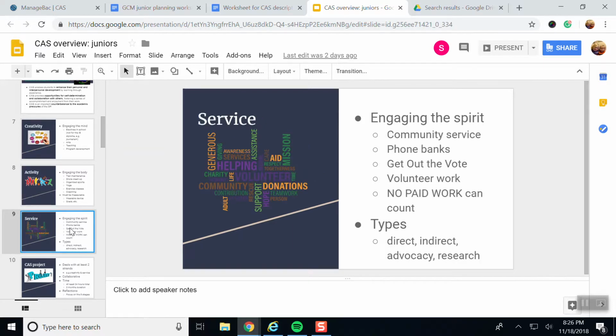The last one's going to be service, and we think of that here, and some past IB coordinators have talked about how that engages the spirit. So it's community service. It's anything where you're doing like tutoring. Obviously, that counts as service. If you are helping out your neighbor by picking up leaves, as long as you're not accepting money, right?